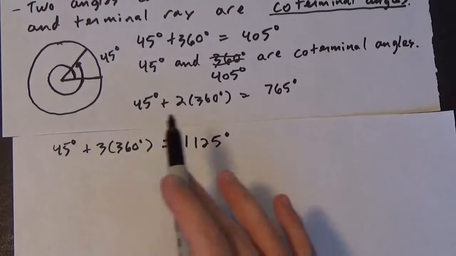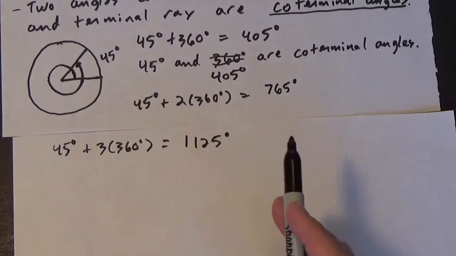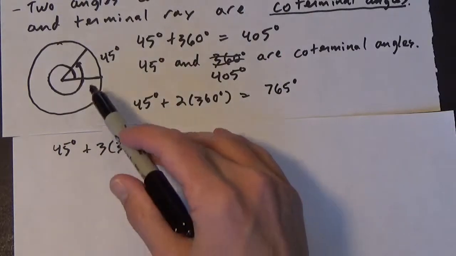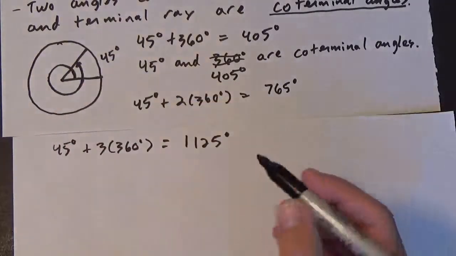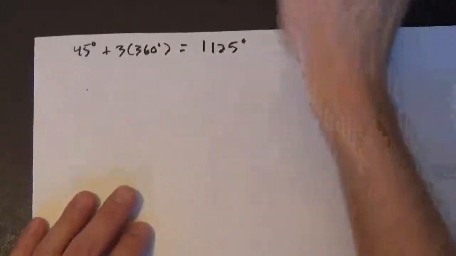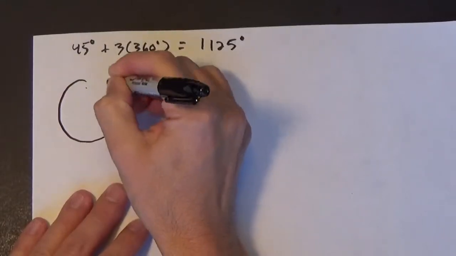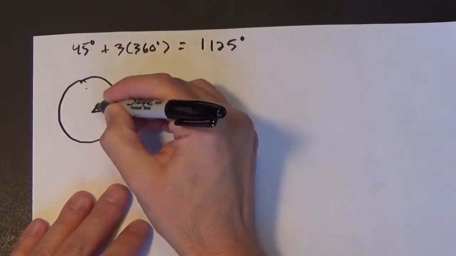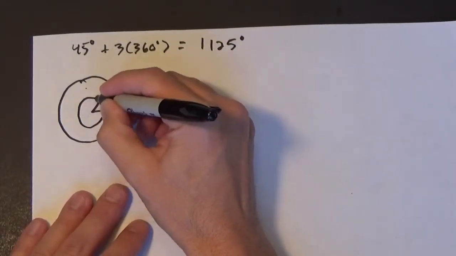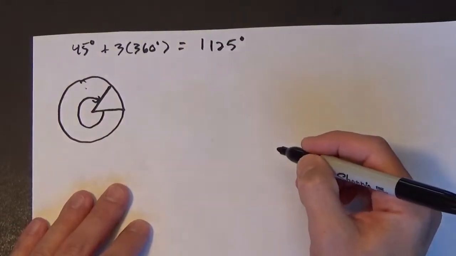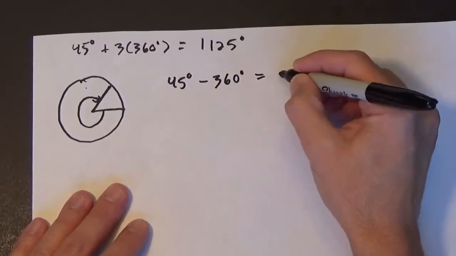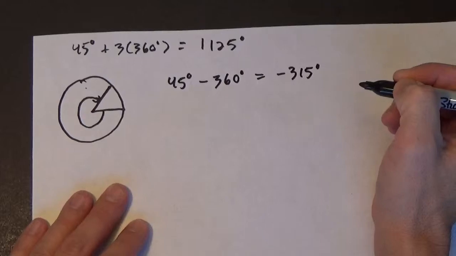Now, we can keep on doing this for as long as we want. Actually, we can keep on doing this forever, and we'll talk about that soon. But instead of going in the positive direction, we could also go in the negative direction. So let's take a look at that. Let's say I have my circle here, and here's my 45-degree angle. However, instead of going in the positive direction, we can start in the negative direction. So that would be 45 degrees minus 360 degrees, which is negative 315 degrees.